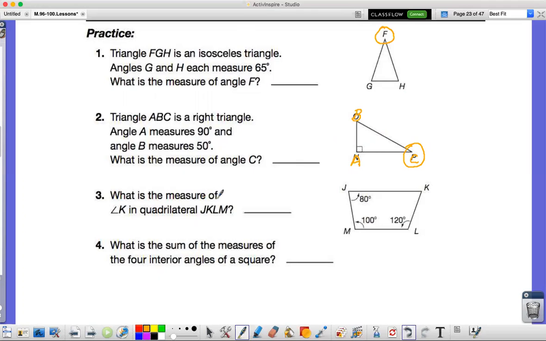And then number 3, what's the measure of angle K in JKLM? So we're looking for angle K here. And then what's the sum of the measures of the 4 interior angles of a square?